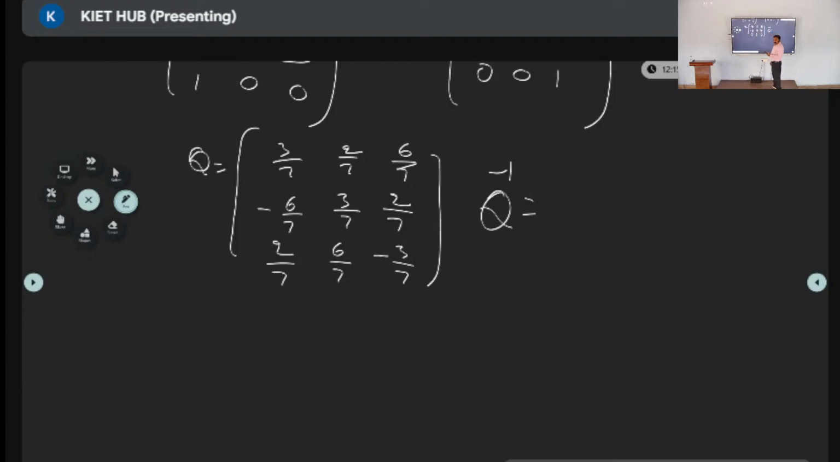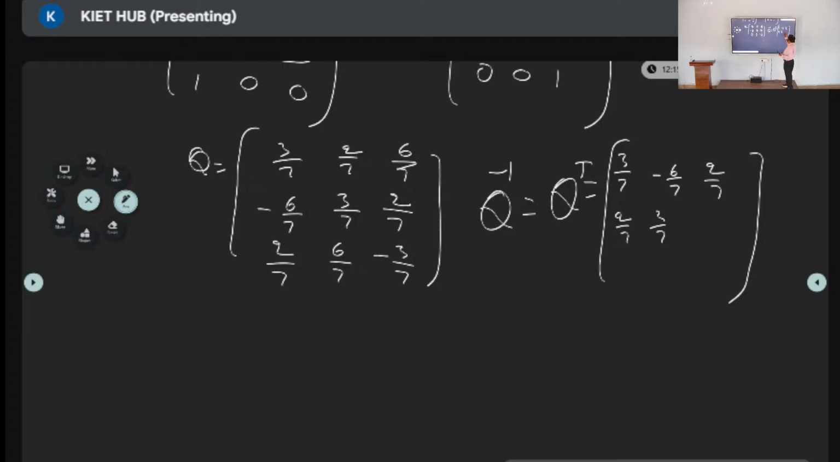Q inverse equals what? How to get the Q inverse? Q transpose. He is saying that Q is an orthogonal matrix, so Q inverse is the Q transpose. What is the Q transpose here? 3 by 7, minus 6 by 7, 2 by 7, 2 by 7, 3 by 7, 6 by 7, 6 by 7, 2 by 7, minus 3 by 7. That is the answer. Understanding? Direct.